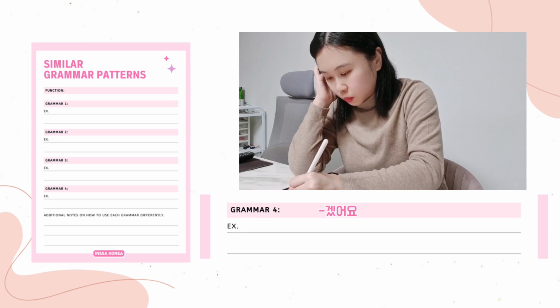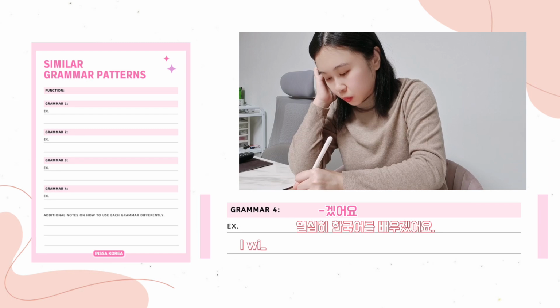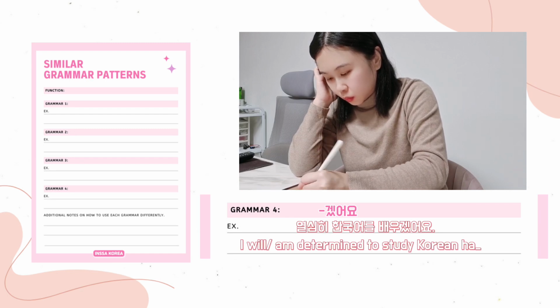And 겠어요 is our last pattern and is a strong determination of achieving something. Maybe you can say 열심히 한국어를 배우겠어요. And that's like a strong commitment: I'll study Korean hard.